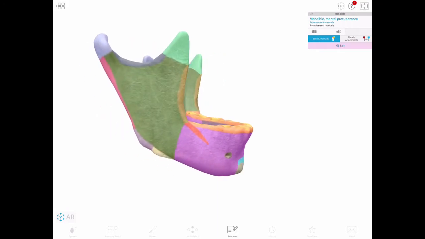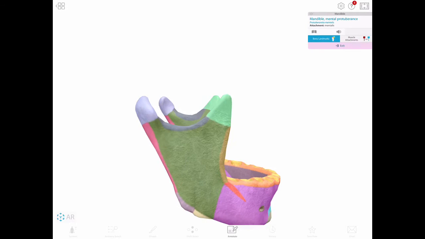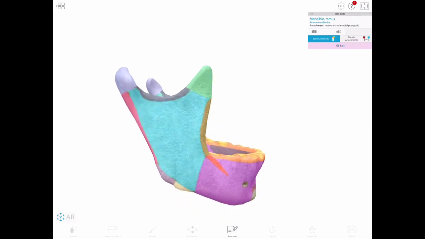Don't forget your neck, which is not right there, but right after this condyle, you'll have the neck, which connects to the condyle.